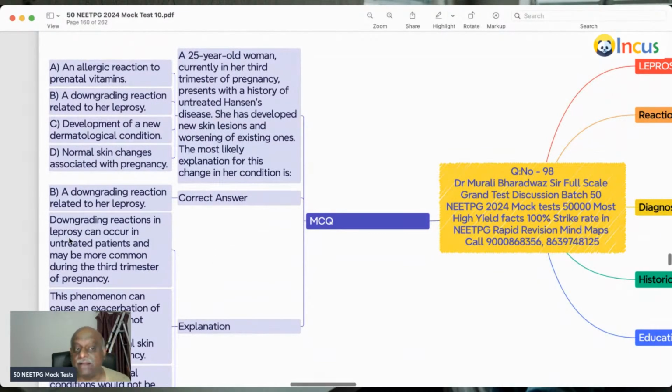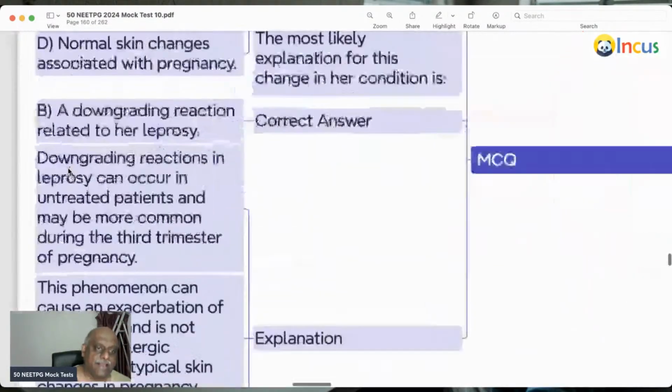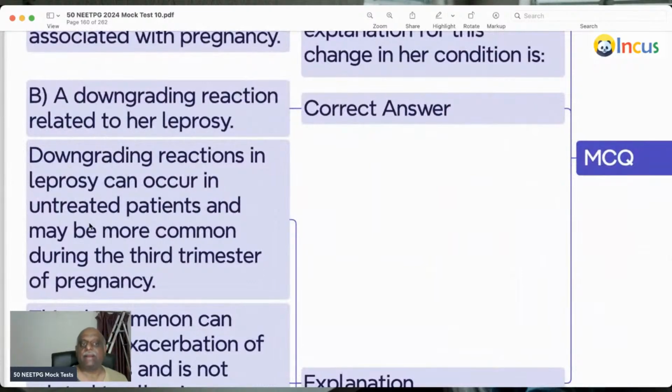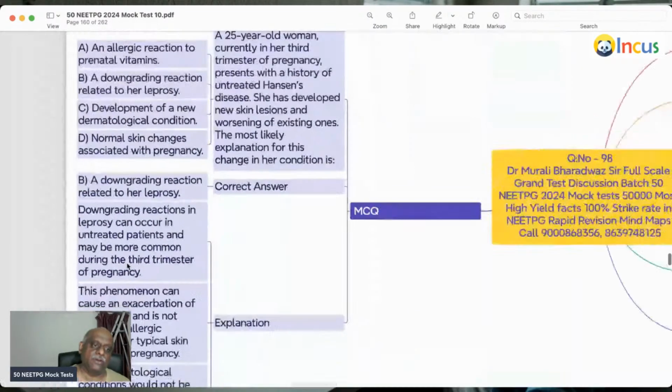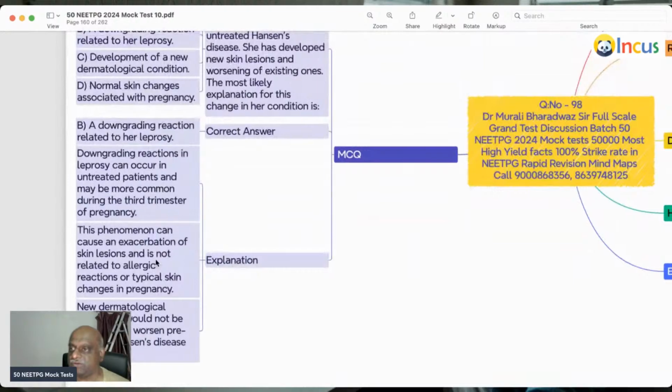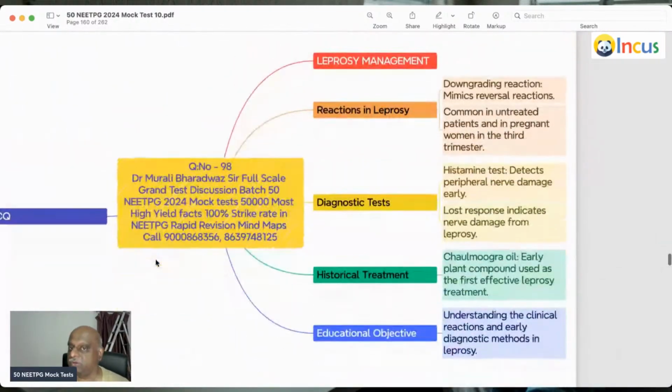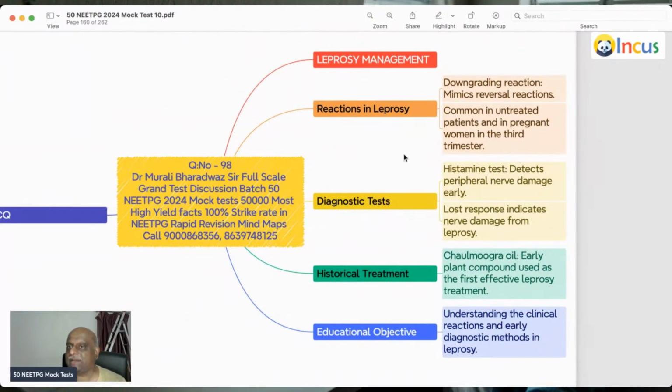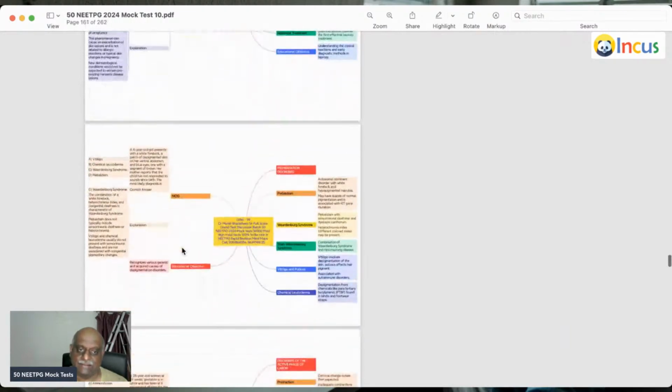So where do you find downgrading reaction in leprosy? It can occur in untreated patients and is more common during the third trimester of pregnancy. So you need to be very sure about leprosy management, reactions in leprosy, etc.